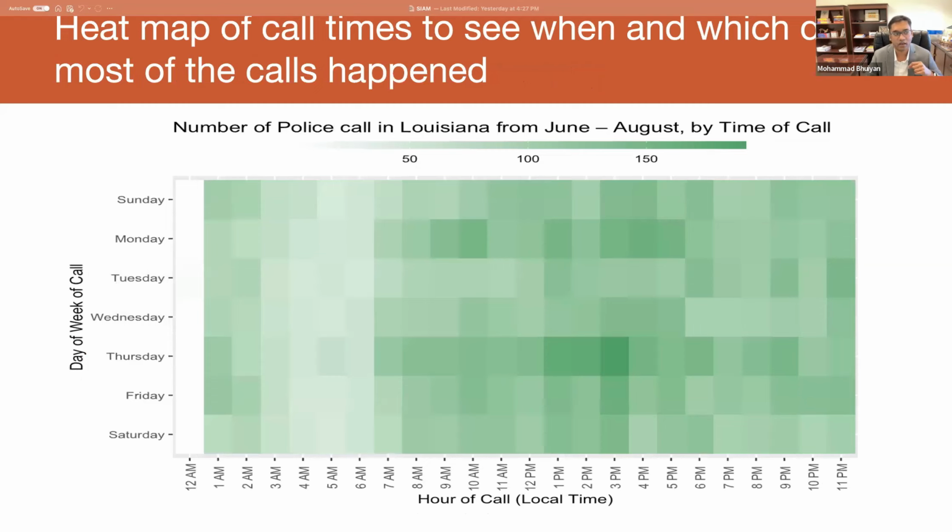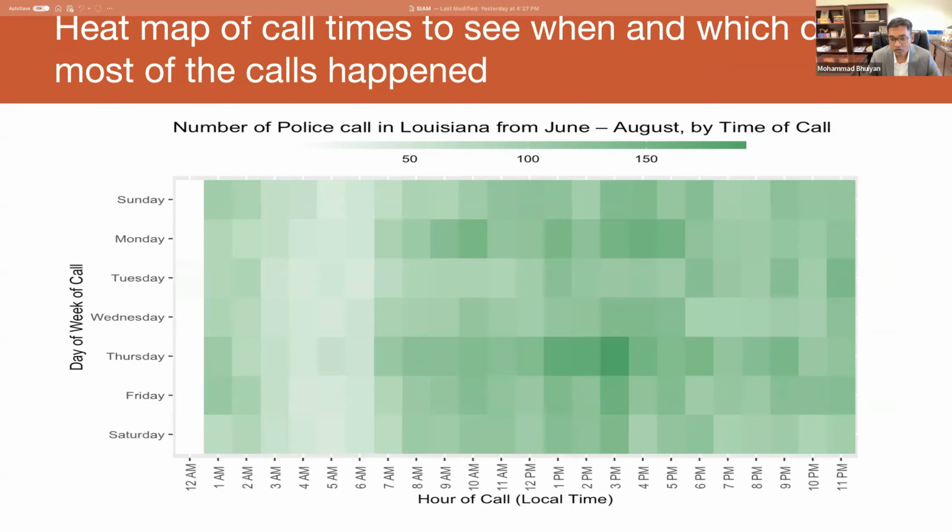Here, this is the interesting plot. This is called a calendar heat map. Based on different times and different days of the week, it shows when most of the calls are received. So if you look on Monday, or if you look on Thursday, you can see most of the calls are within 7 a.m. to 6 p.m.